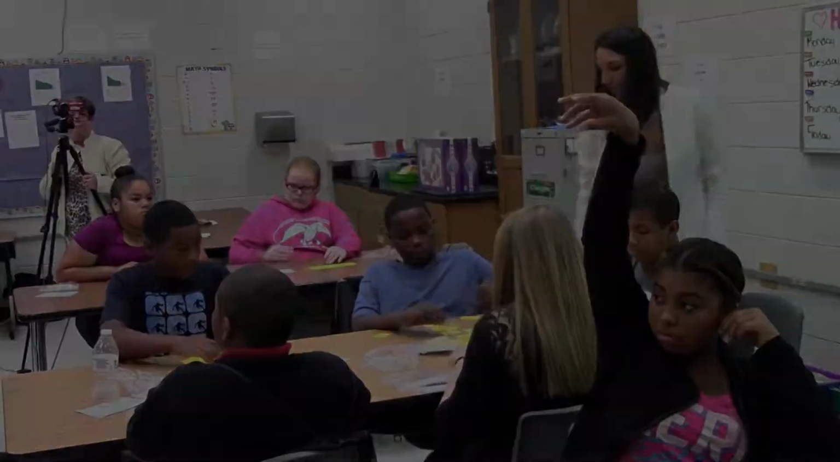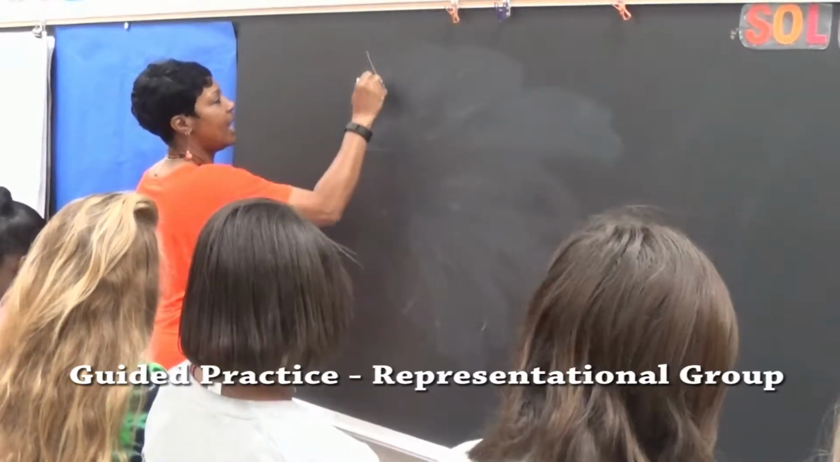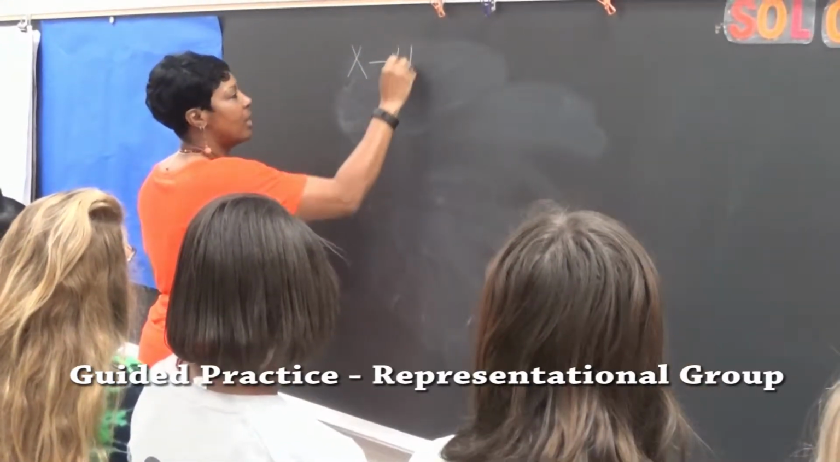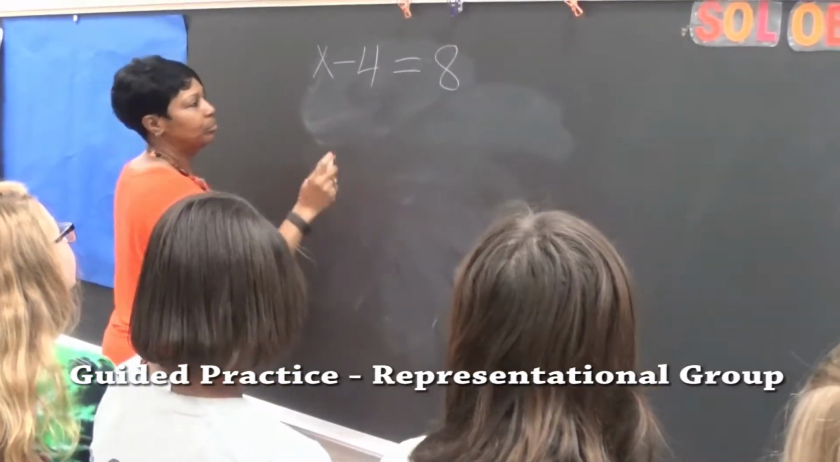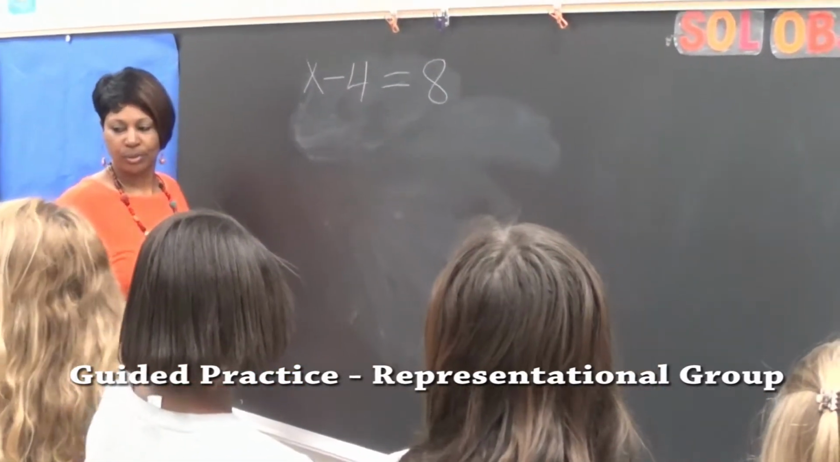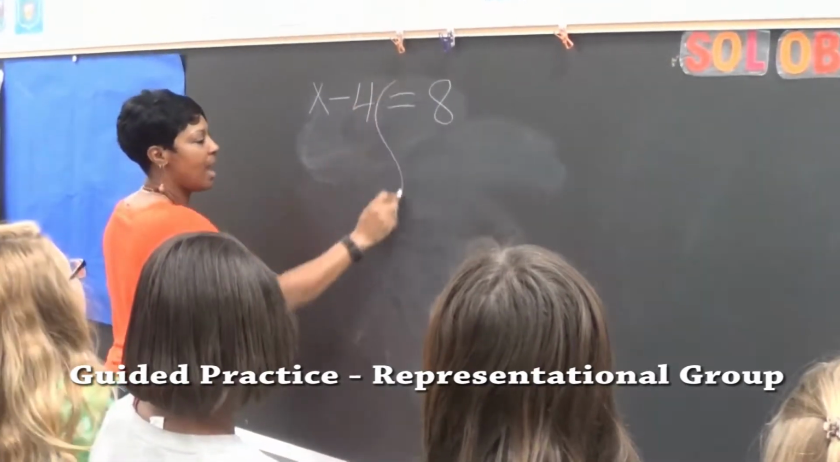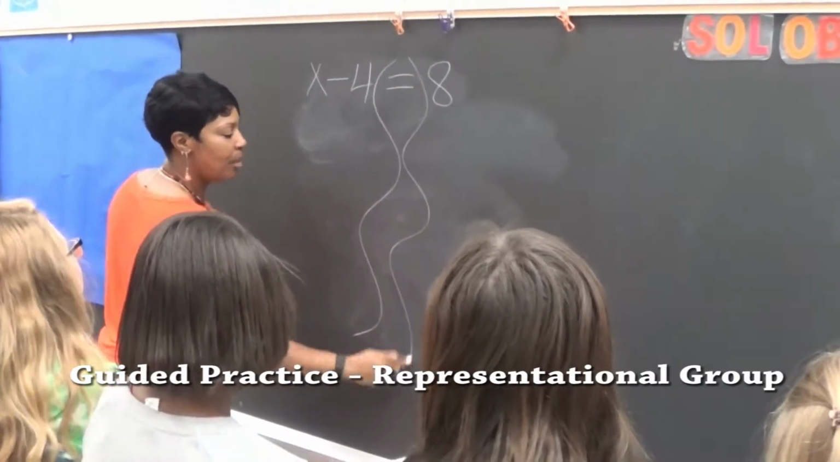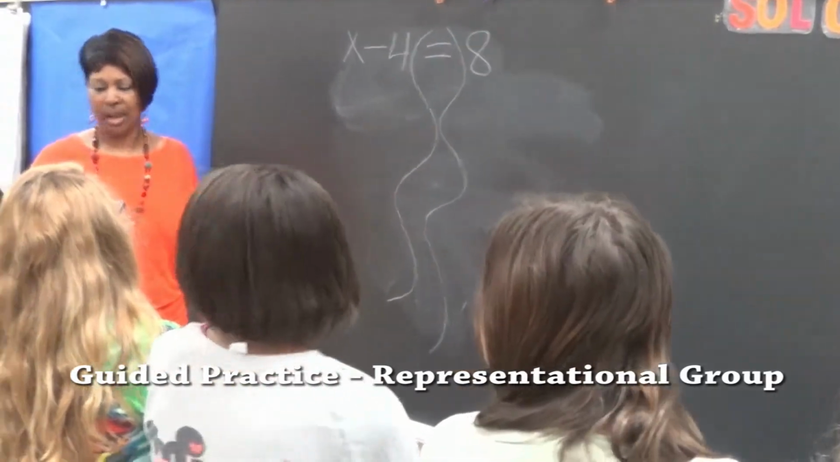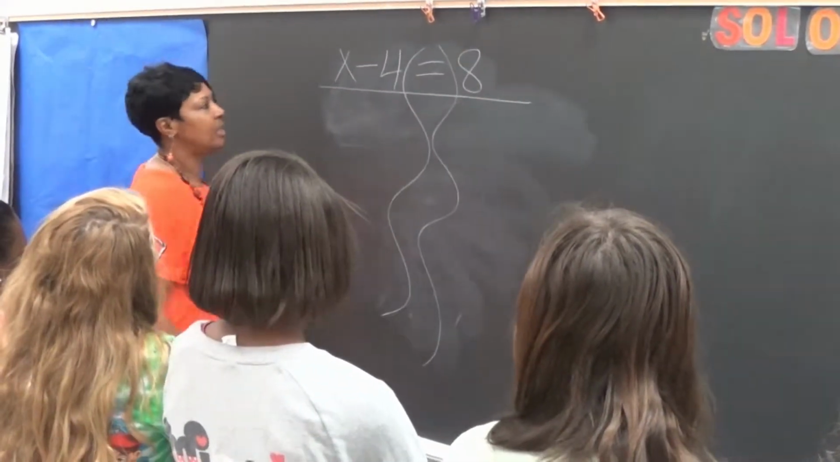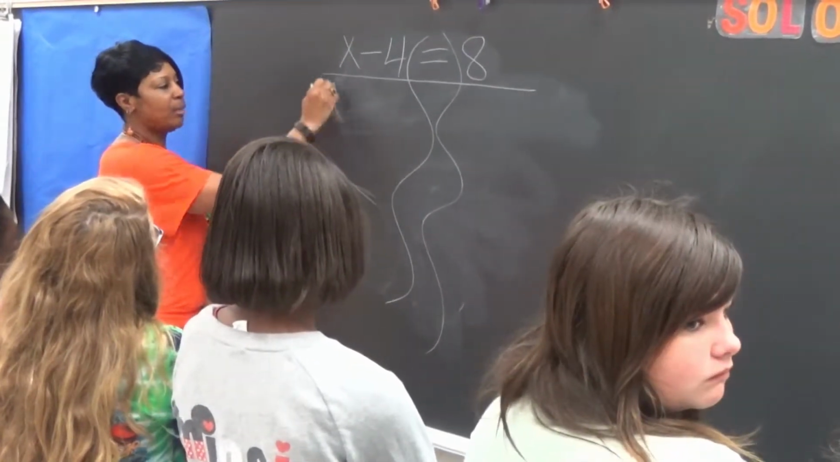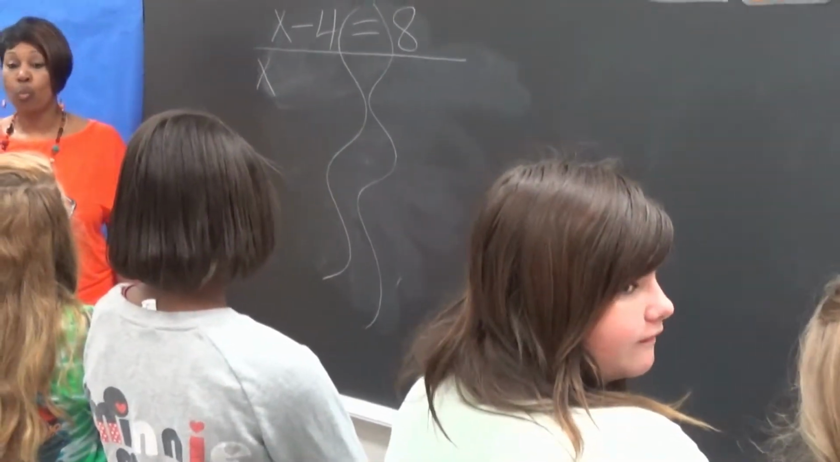You guys are working. Here is x minus 4 equals 8. Okay, what do I do first? Draw a ribbon. Now, this time, I'm going to use representations. My representation will be, how many x's do I need? 1. That's good.